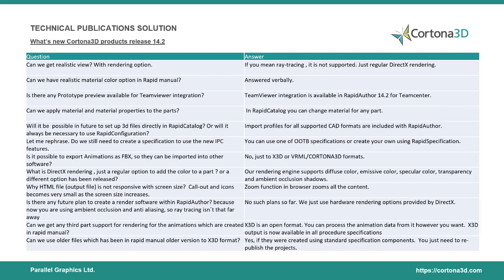A question which has already been answered by my colleague: is it possible to export animations as FBX so that they can be put into other software? Indeed, currently X3D and VRML formats are the only two which are available for export from RapidAuthor authoring tools.